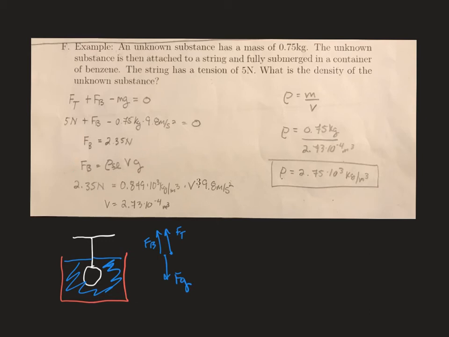And we know the buoyant force is equal to the density of the fluid times the volume of the fluid displaced, but because it's fully submerged, the volume of the fluid displaced and the volume of the object are going to be the same, and then g, so we know what that is. So I plugged in the buoyant force I found up here. I looked up the density of benzene. I plugged in 9.8 and I solved for the volume. I then plugged into my density formula here the mass given in the problem and the volume I just found down here, and I was able to solve for the density of the unknown substance.